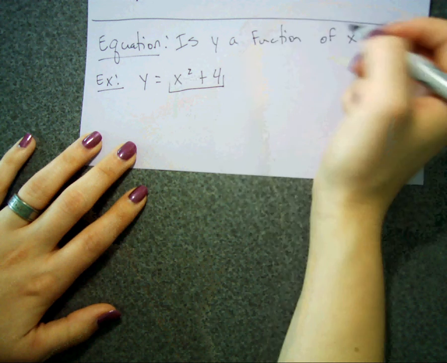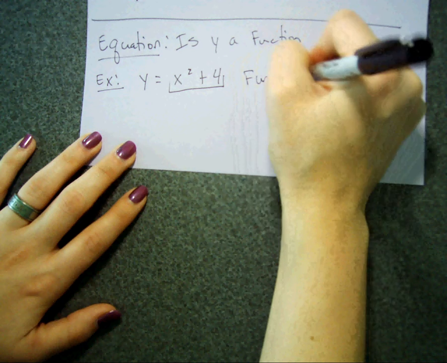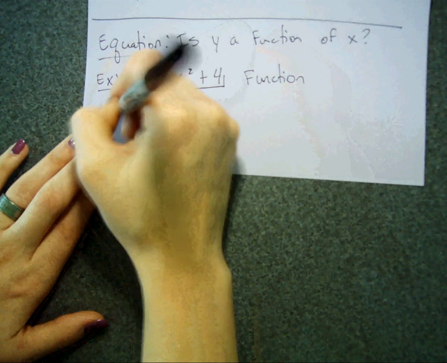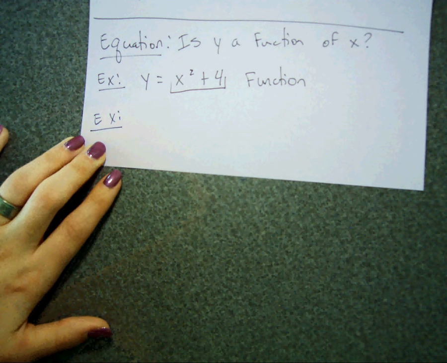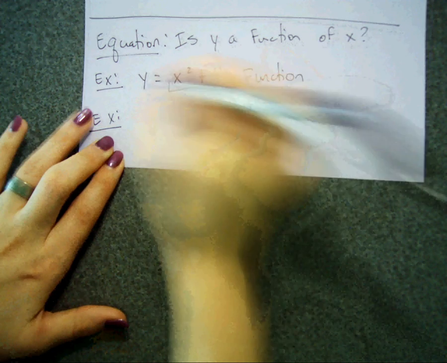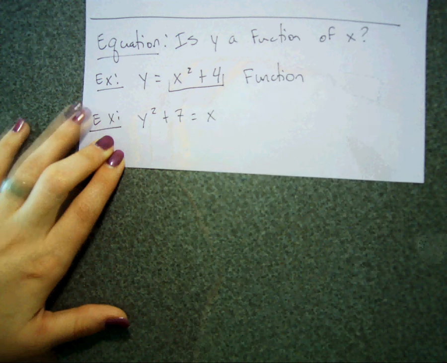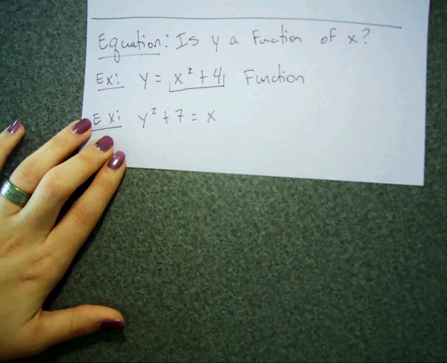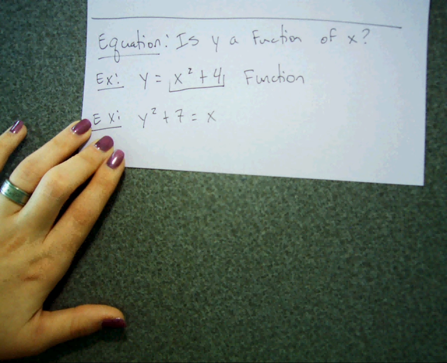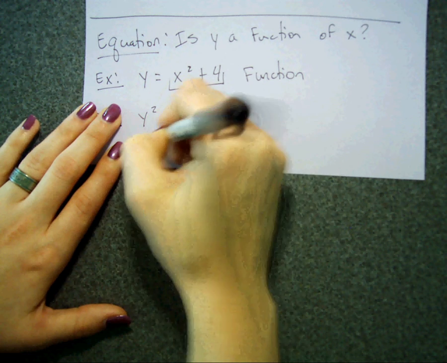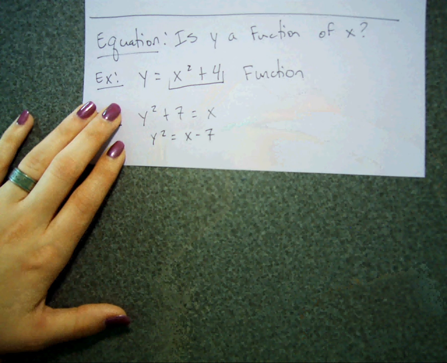All right, so let's look at if y is not by itself. I got to get y by itself. So let's say I have y squared plus 7 equals x. All right, and the same question, is y a function of x? Well, in order to determine that, really I need to get y all by itself first. So I'm going to solve this for y. I want y all by itself. So I'm going to subtract 7 from both sides. I get y squared equals x minus 7. And again, I want y all by itself. How am I going to get that? What do I need to do? I need to take the square root.